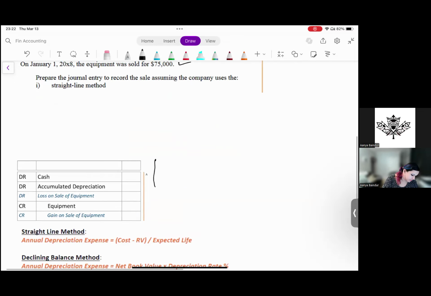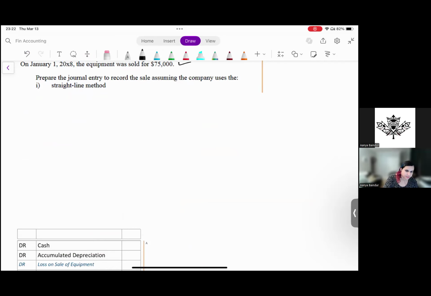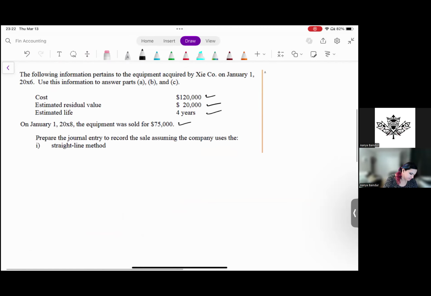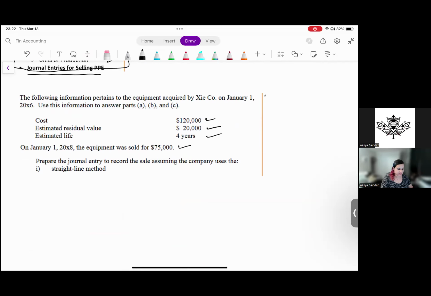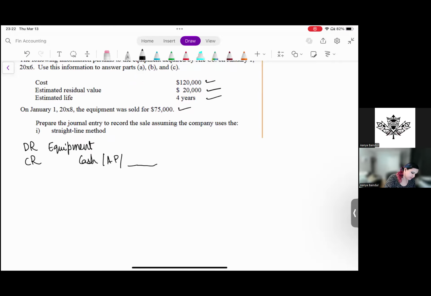So for a lot of these questions, they may ask you to, first of all, make the journal entries regarding the purchase. When you would have purchased the equipment, your journal entry would have been a debit to equipment and a credit to, say, cash or accounts payable or some other kind of thing, right? Then let's see what the depreciation schedule looks like.